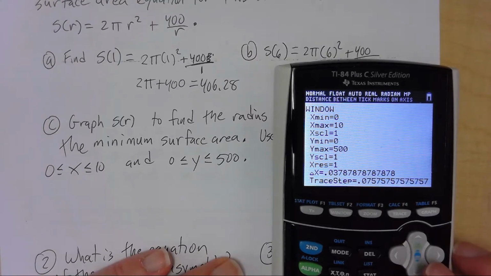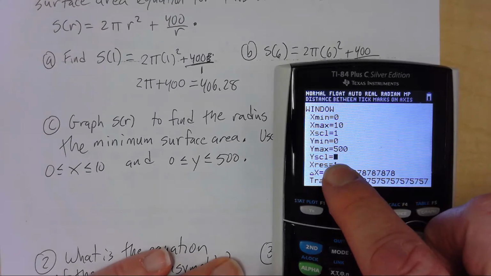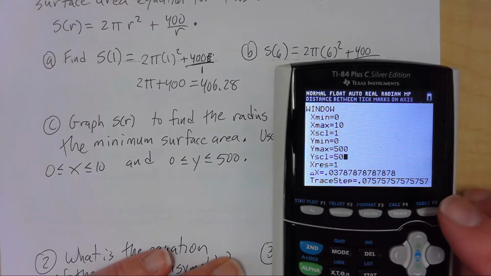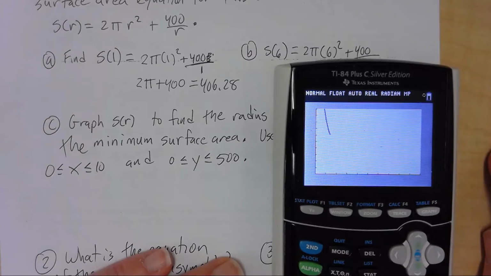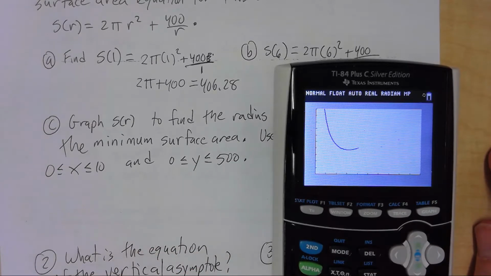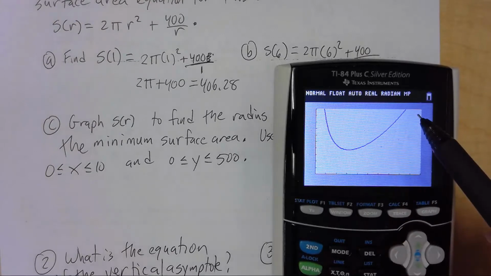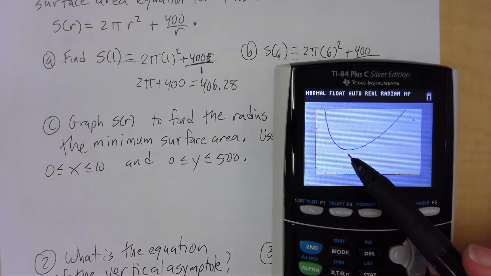Now, if you put 1 right there, it'll be 500 tick marks. So I'm going to put in 50, which is like 10% of 500. That's kind of my rule of thumb. Hit graph, and there it is. So this would be for all the different radii from 0 to 10. These would be all the different surface areas. We want the minimum surface area. We want that point right there.